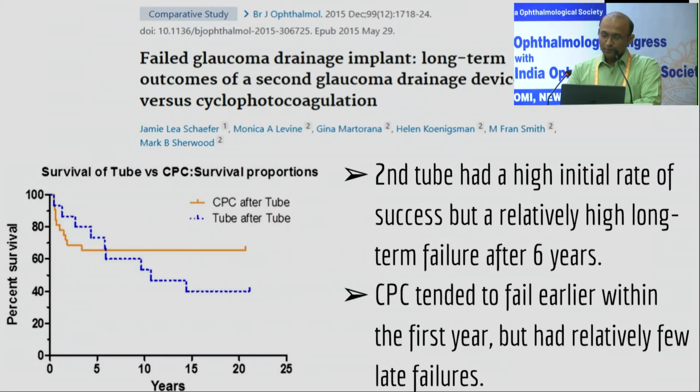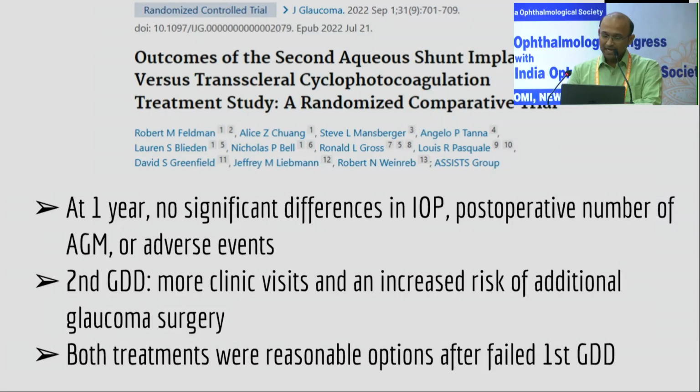So coming to diode, diode is a good option, but this debate is only about excision and tube, but I'll just cover diode also. So for a failed GDD, you can try diode also. This study is interesting because the second tube had good initial success, but the CPC had late failures, relatively low late failures. So this is one RCT which compared second tube versus diode.